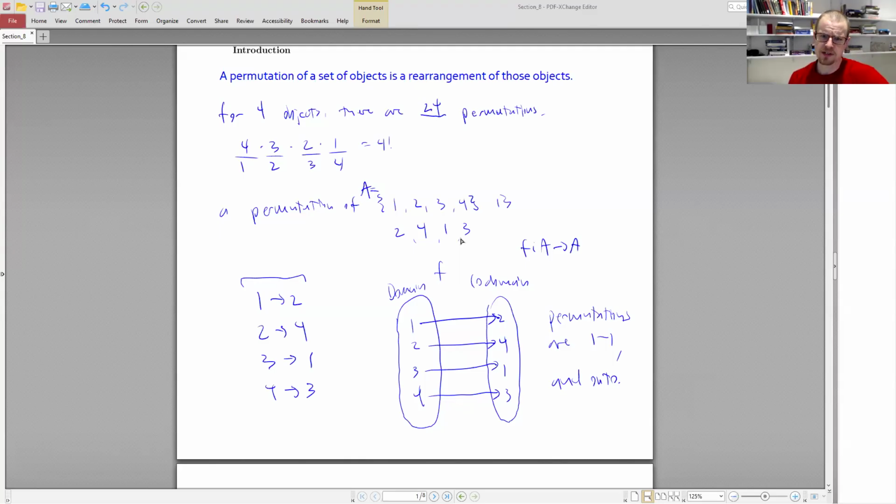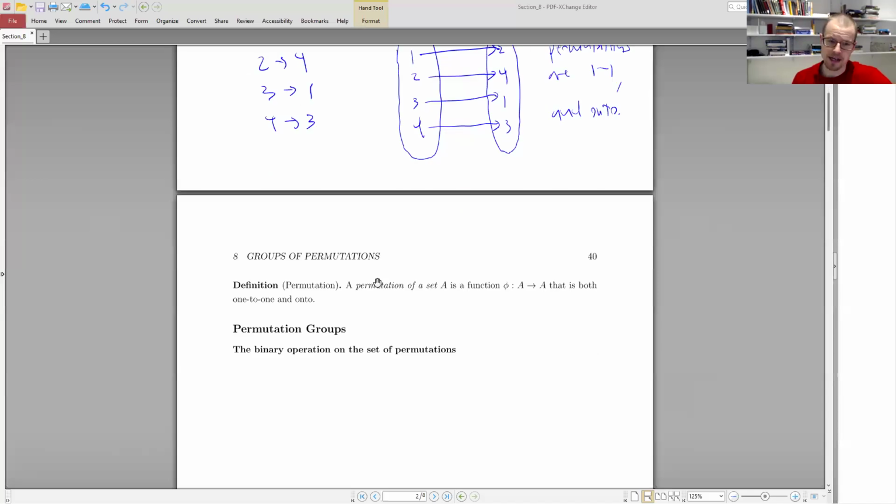This rearrangement is given by identifying 1 with 2, 2 with 4, and so on. That observation is explicitly expressed here. And what we would like to do is give a little bit better representation for it, so we'll look at that in just a moment. But this is the idea. We have a function that is one-to-one and onto, and that is a permutation.